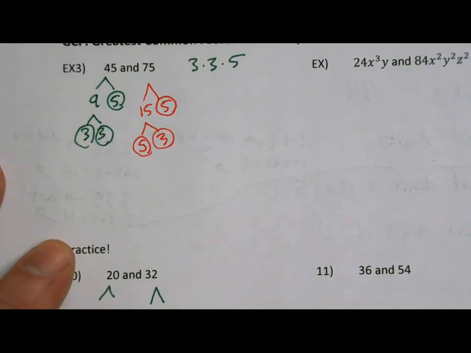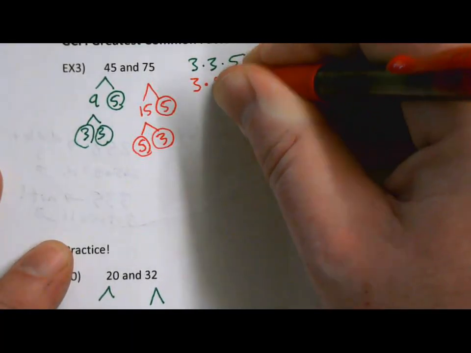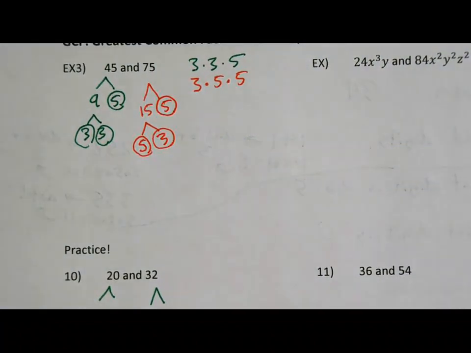So 75 is 3 times 5 times 5. All right, I want you to get up to that same point, and then this is the part that I have not shown you yet. Those who are working ahead, I need you to pay close attention, because I haven't shown you how to find the GCF yet, the greatest common factor.